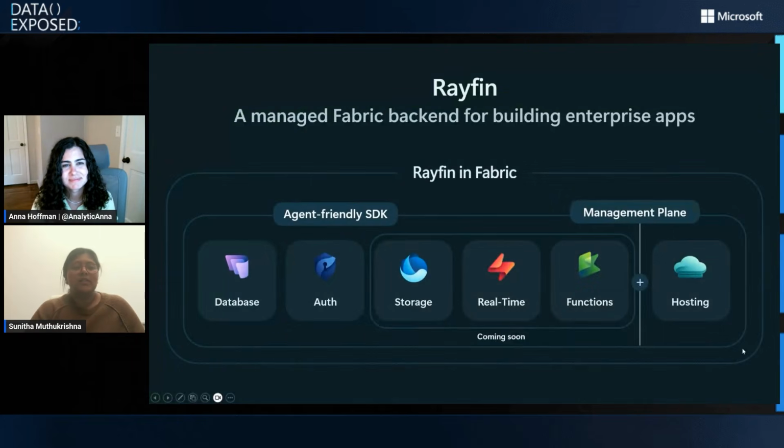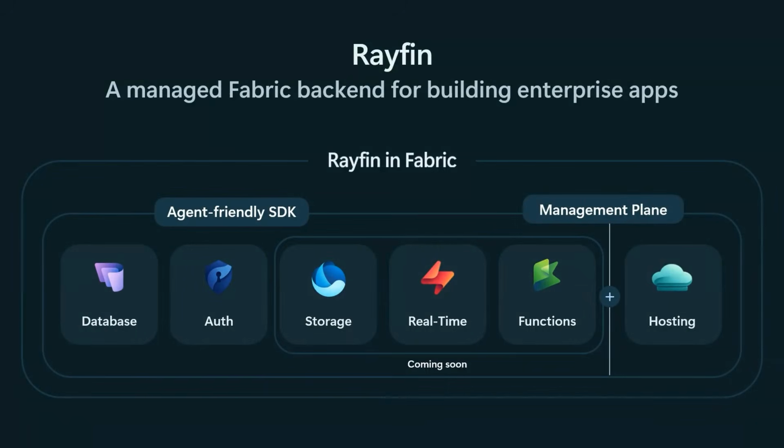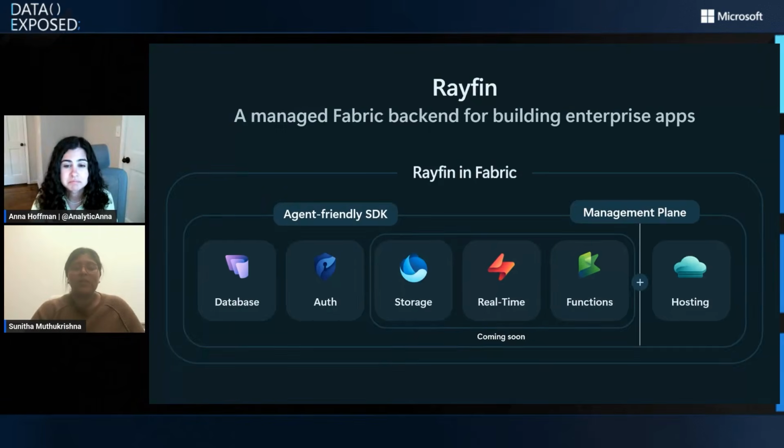All right. Here's an introduction of what Rayfin is. It's a managed Fabric backend as a service for building more enterprise focused applications. Now you can see there's two areas. One is your agent-friendly SDK, and you have your management plane. So the agent-friendly SDK allows you to quickly understand what database to connect to, what authentication service you can use as part of your application. Some of the features that are coming soon are storage, real-time notifications, and functions.